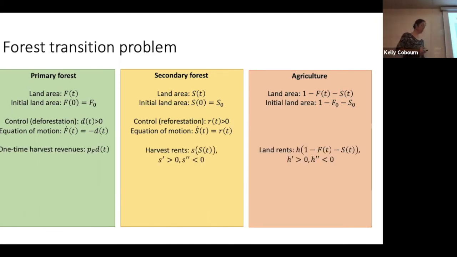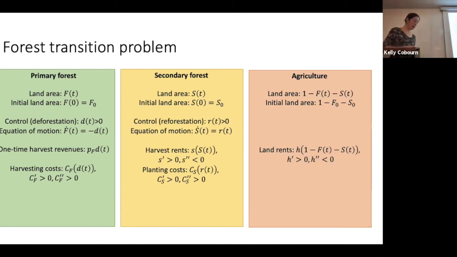In primary forests, when we deforest, we earn one-time harvest revenues given by P_F times the amount deforested, where P_F is a vector of market prices for forest products derived from primary forests. We have a harvest rent function from secondary forests, which is concave, consistent with the literature, and then a land rent function for land in agriculture, which is also concave. Harvesting is costly, so we have a cost of deforestation function, and we have a planting cost function as well for land in secondary forests, both of which are convex. In addition, we have land tenure costs associated with secondary forests, which are given by the function phi of R, which is also convex. So these are the basic elements in the forest transition problem.